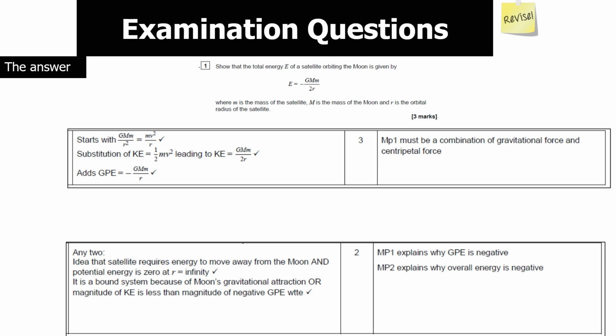Or you could just talk in terms of the total energy, that the kinetic energy is going to be less than the magnitude of the negative gravitational potential energy.